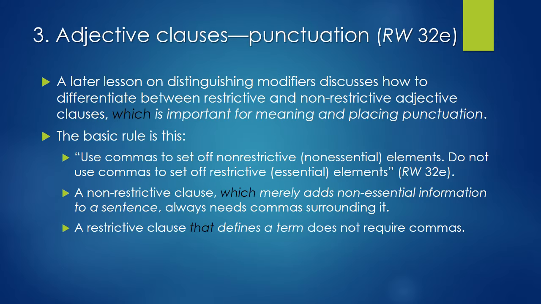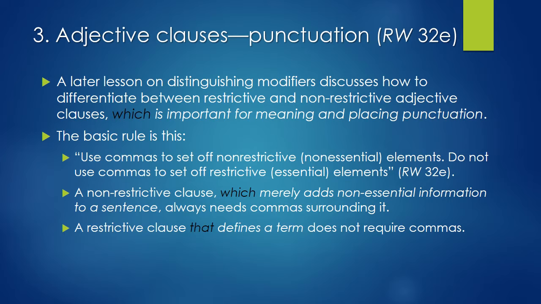A later lesson on distinguishing modifiers discusses how to differentiate between restrictive and non-restrictive adjective clauses, which is important for meaning and placing punctuation. But the basic rule is this. Use commas to set off non-restrictive, that is, non-essential or non-defining elements. Do not use commas to set off restrictive, that is, essential or defining, not just descriptive elements.